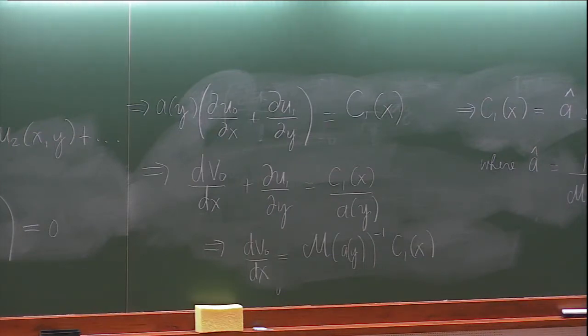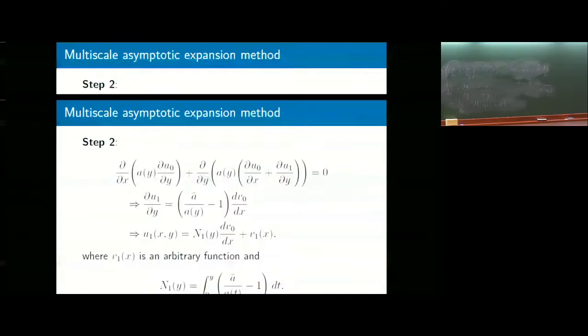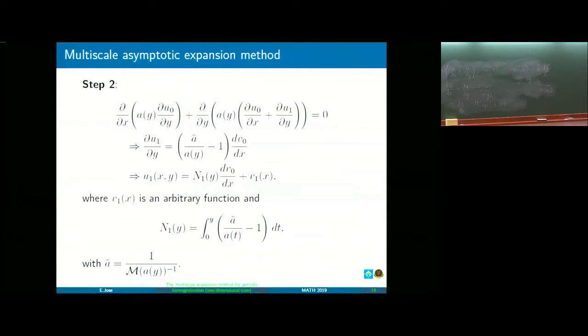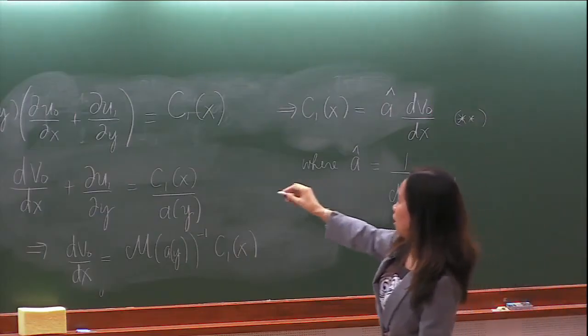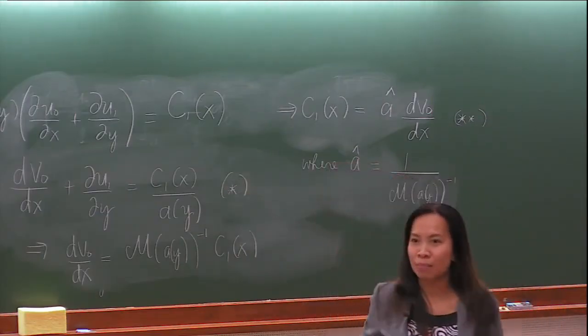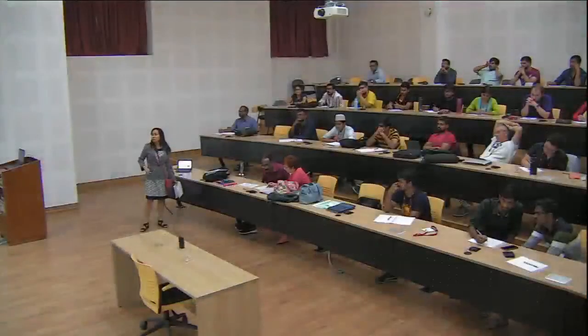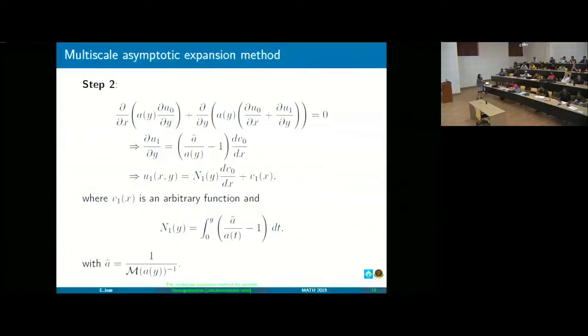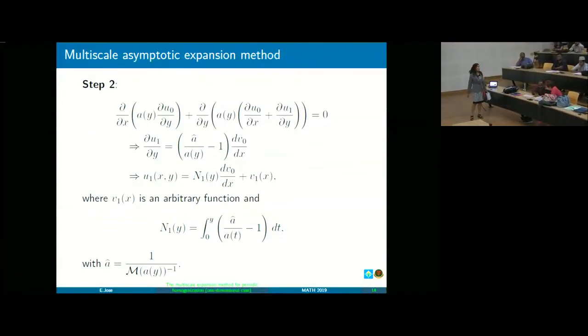Okay? And that is why I have a hat there. A hat equal to 1 over m of a of y inverse. So using this and this one, by substitution, I will have the partial of u1 with respect to y equal to that expression, by using asterisk and double asterisk.